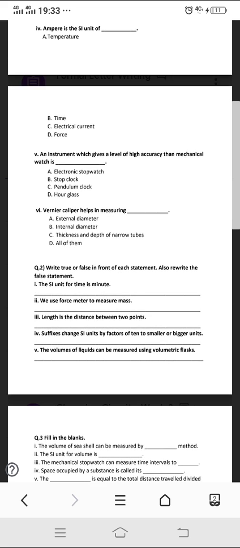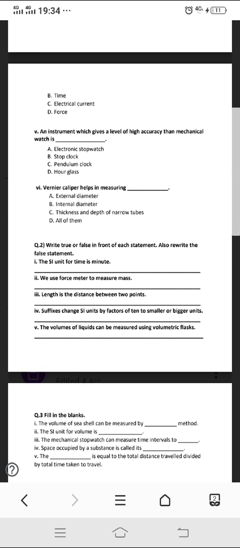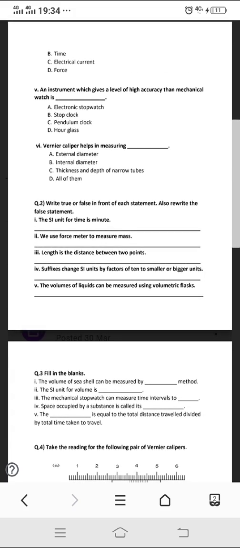For example, if I ask you to measure the depth of, let's say, a huge tub, then you're not going to use a vernier caliper. But if I ask you to measure the depth of a bottle cap, then you're going to use a vernier caliper. Now write true or false in front of each statement. Also rewrite the false statements.